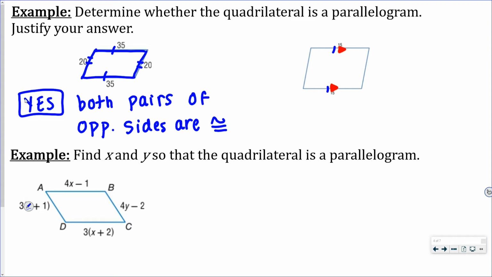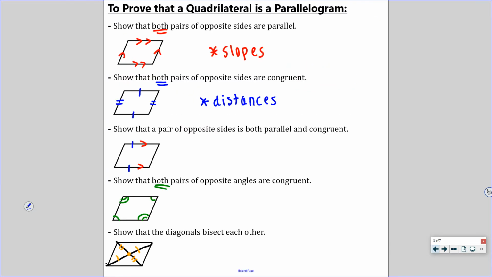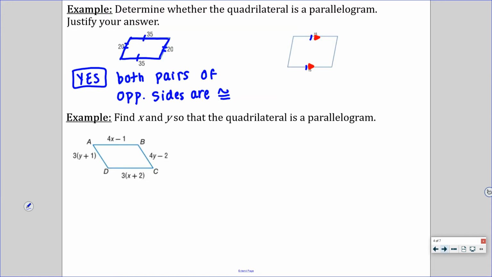Is that enough to justify this is a parallelogram? Yes, by this one right here. If you can pick one pair and prove both parallel and congruency, then it's going to be a parallelogram. Yes.